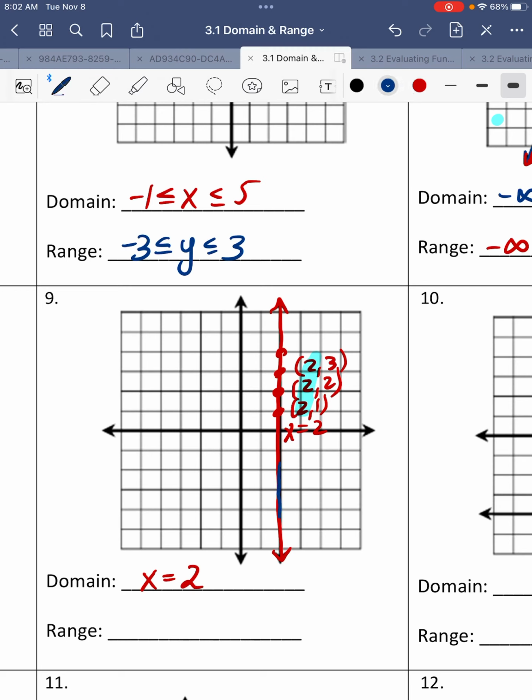Range-wise, now this is totally different. How low does the graph go? Goes to negative infinity. How high will the graph go? The highest point? It'll keep going up to positive infinity.